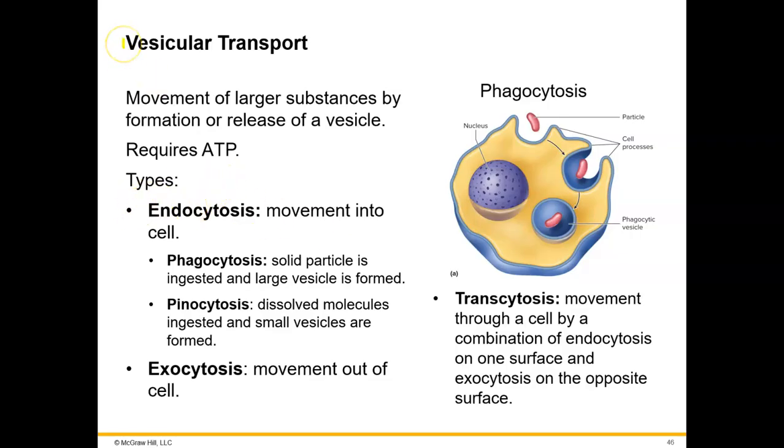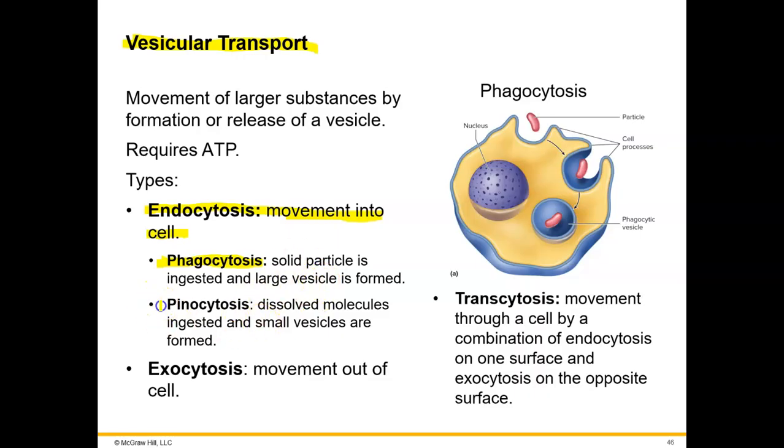So vesicular transport or bulk transport transports a large amount or bulk amount of a substance, either a fluid or a solid, into the cell or out of the cell. So endocytosis is movement of a large amount of material into the cell. It can be phagocytosis or cell eating. That's when a solid particle is ingested through the formation of a large vesicle.